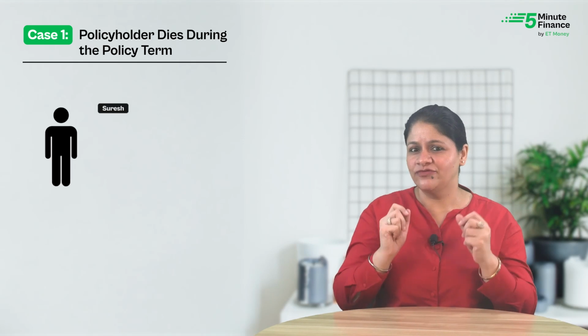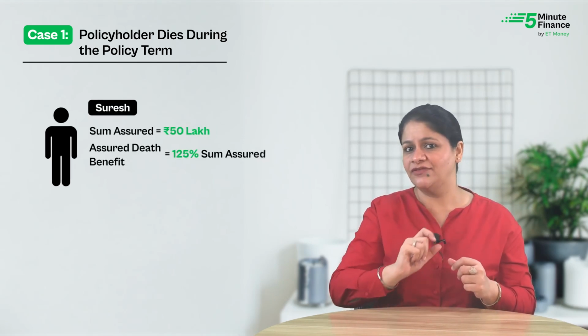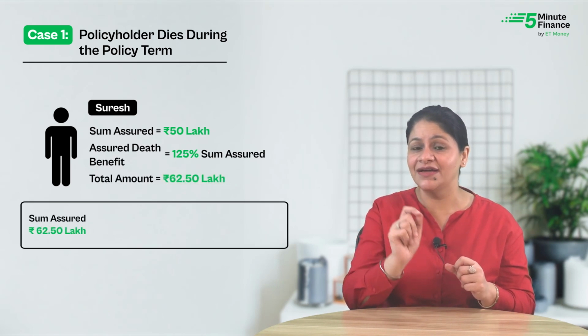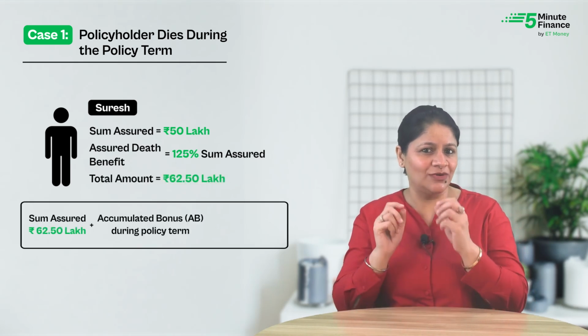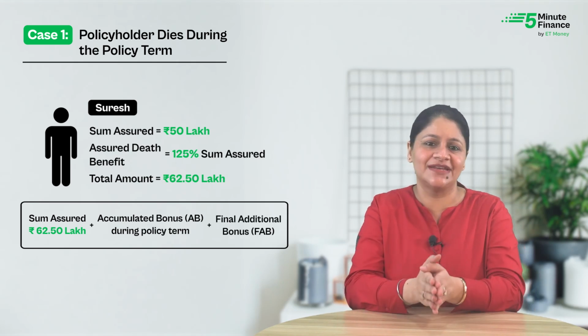So if we take an example of Suresh, who has taken a life insurance policy of 50 lakh rupees, the assured death benefit will be 125% of sum assured. It comes out to be 62.5 lakh. Plus additional bonuses accumulated every year during the policy term, plus final additional bonus if there is any.